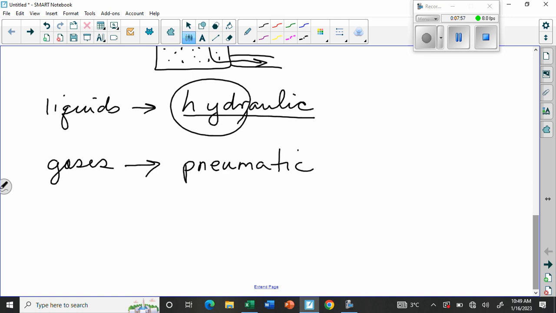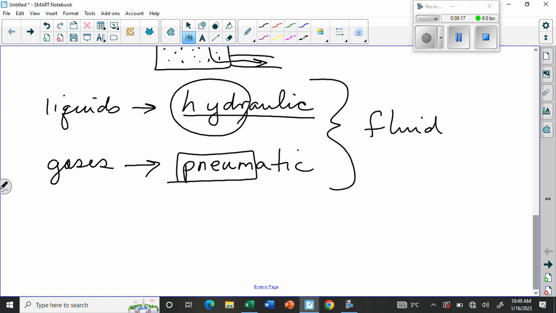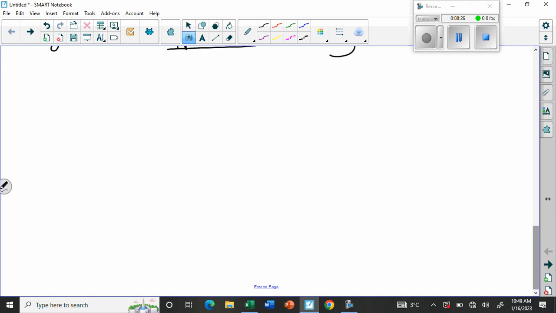You can think of this like pneumonia, when your lungs get sick, get filled up with stuff, but your lungs are all about breathing gases. So the word pneumo means gas. So we have hydraulics or hydraulic systems, and we have pneumatics or pneumatic systems. Both of these are fluid systems, right? But they're a little bit different because of the fact that gases can be compressed and liquids cannot. Okay, so now let's talk about the concept of pressure.